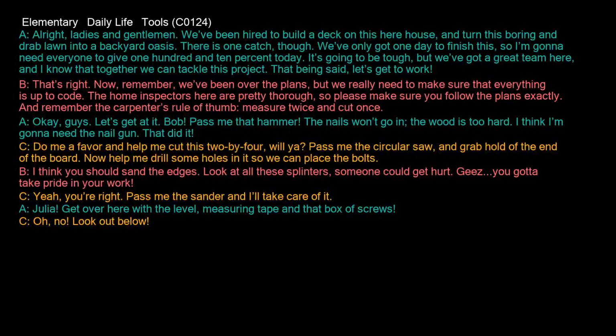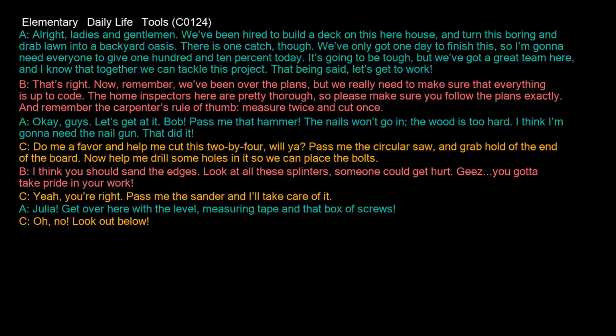All right, ladies and gentlemen, we've been hired to build a deck on this here house and turn this boring and drab lawn into a backyard oasis. There is one catch, though. We've only got 1 day to finish this, so I'm going to need everyone to give 110% today. It's going to be tough, but we've got a great team here, and I know that together we can tackle this project. That being said, let's get to work.